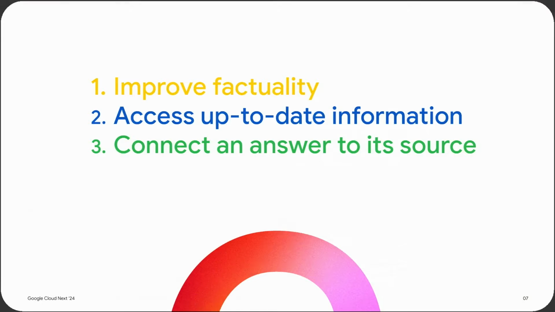When we're looking at grounding, there are three key aspects to it. One is improve factuality, improving the model responses and quality. The second is access up-to-date information. And the third one is connect an answer to its source, by providing citations or URLs so developers gain more trust with their users. We try to cover all these three topics throughout the session. You also see that we are building products around these three principles so we can make the model response more trustworthy, helpful, and factual.